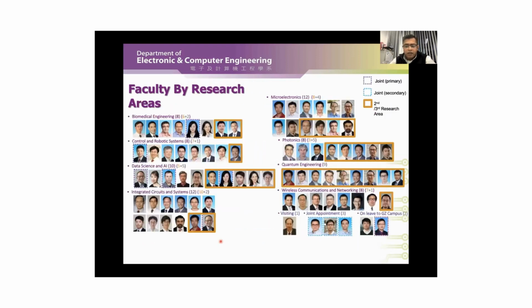This is the faculty profile, so you can see we are very active in biomedical engineering, control and robotic systems, data science and AI, integrated circuits and systems, microelectronics, photonics, and recently we are developing the quantum engineering area, which is going to be very important, and we will start our first course next year. For wireless communication and networking, we have a very strong faculty profile, and we also have some joint and visiting faculty with other departments and some faculty with the Guangzhou campus. So this is an overall look at the faculty profile by area of research.